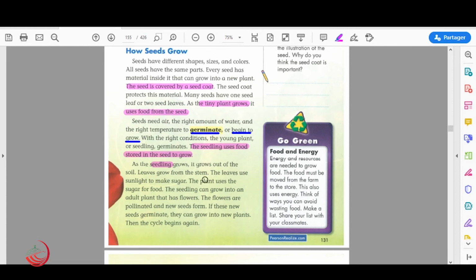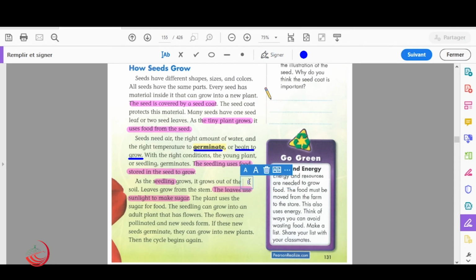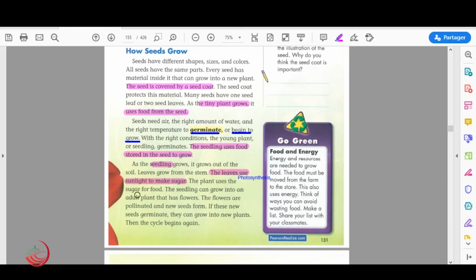Leaves grow from the stem. The leaves use sunlight to make sugar. And what do we call this process? Yes, try to remember. What do we call it? Yes, okay, we call it photosynthesis. Let's write it here. So photosynthesis is the process where the leaves make sugar as food. The plant uses the sugar for food.